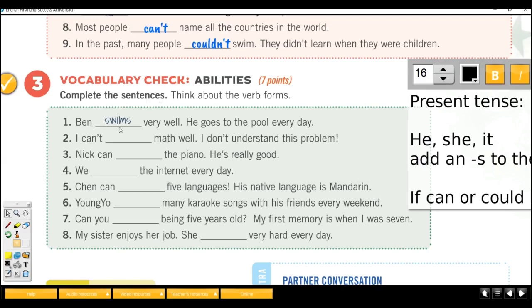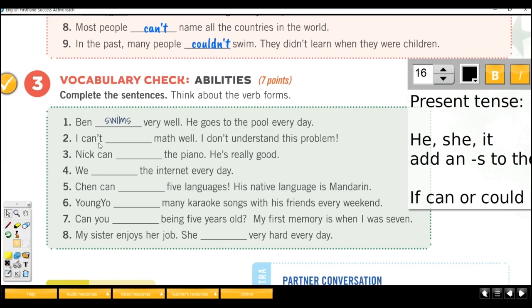Ben swims very well. He goes to the pool every day. Okay. Ben 수영 잘할 수 있어요. And he goes to the pool every day. 매일 수영장 간다. He goes to the swimming pool every day.